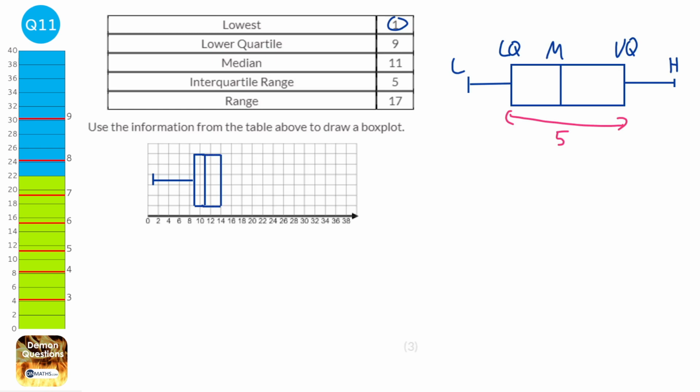Now the range is the total distance, or the total width of our box plot. So that's 17. So that's going to be 17 higher than the lowest value. Now the lowest value is 1, so 1 plus 17 is going to be 18. So I'm just going to, there we are. And we're going to have that at 18. And again, I'm just going to put a line there.